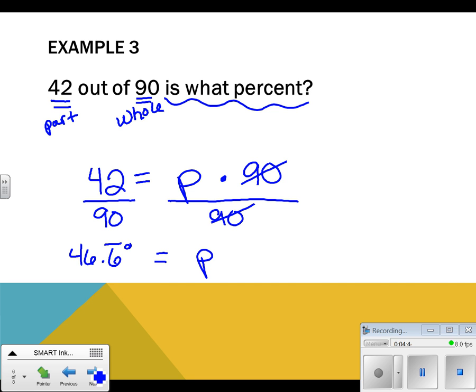And that ends up, we get a percentage of 46.6 repeating percent. So that would be our percentage, which is the same we know as 46 2/3%, or if you rounded it, 46.7%.